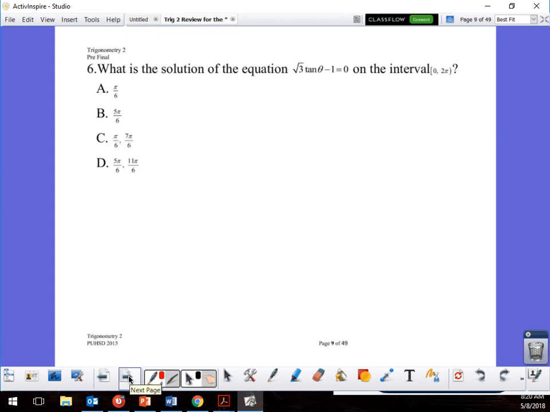What is the solution of the equation root 3 times tangent theta minus 1, with my intervals from 0 to 2 pi? Now, I taught you guys how to do this. I did. Oh, this is where you turn it into an inverse. No, it's not. Okay, I taught you guys how to do this. Anyone recall this one? That was a long time ago. Yes, it was a long time ago.